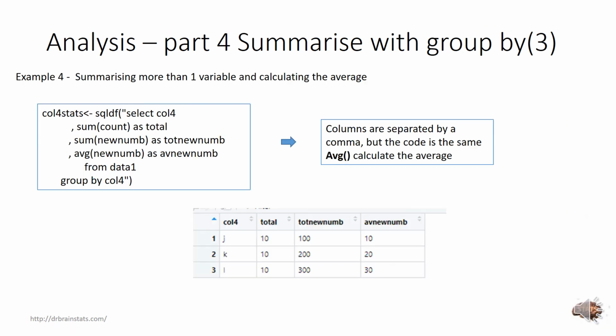You can see in our final example of analysis, we're going to show that you can summarize more than one variable and calculate the average. We can use col4 as our group by. You can see we've got our sum count, which you'd be familiar with. Sum new num, very familiar again. Our new command here is avg, open bracket, close bracket, and this tells it to calculate the average, and results are shown here.